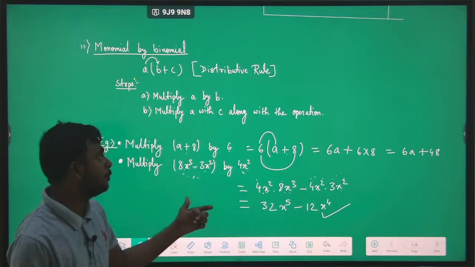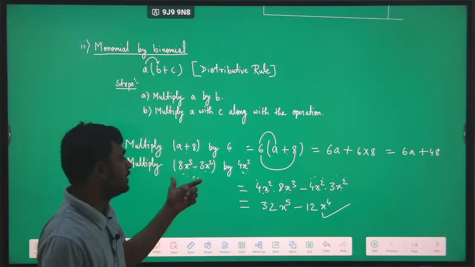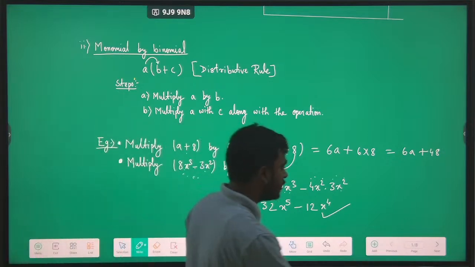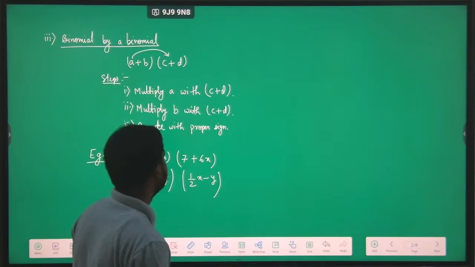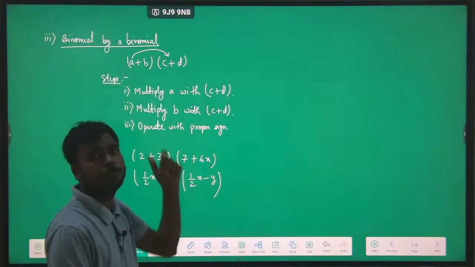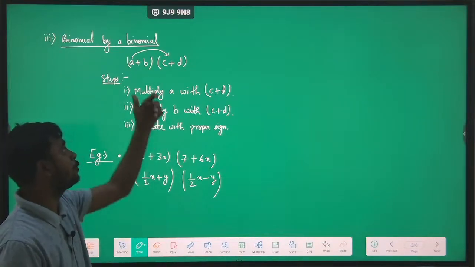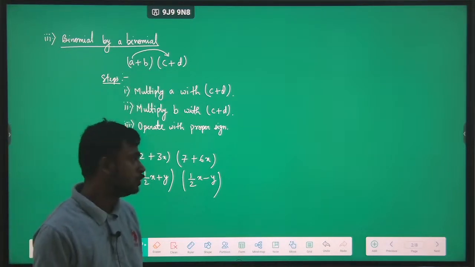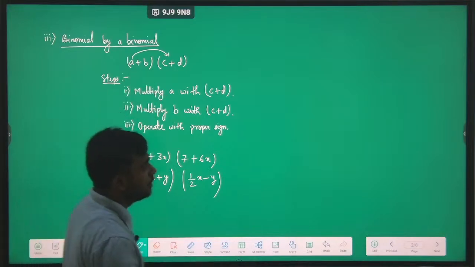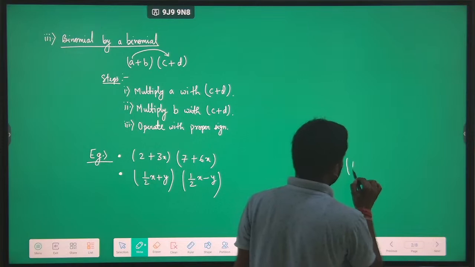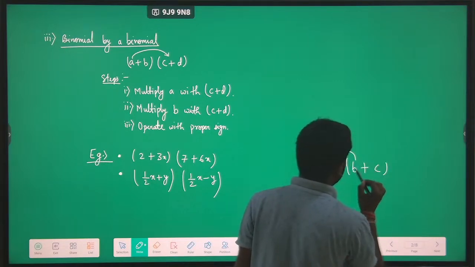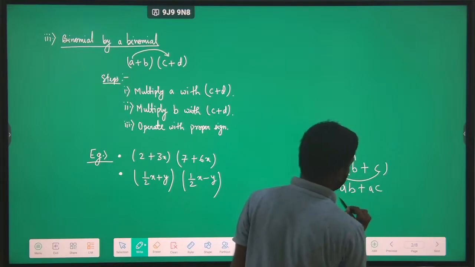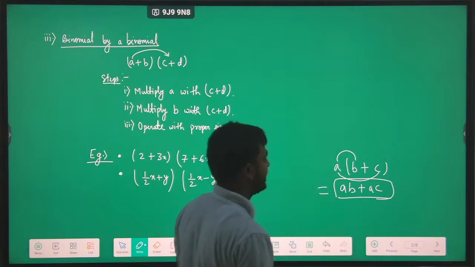Okay, now you have understood better how we will be multiplying a monomial with a binomial. Now we will move towards our next section, which is the last topic we have to study under multiplication. We have to multiply a binomial term with another binomial term. Okay, so how will we do this? The same thing: when it was a monomial with a binomial, what were we doing? First of all, we were multiplying a with b, and again we were multiplying a with c with this operation. So we were getting ab plus ac.